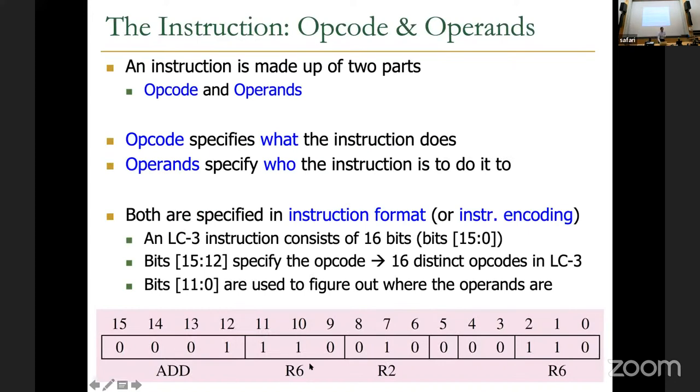So for example, these bits specify register 6, these bits specify register 2, these bits specify register 6. And this instruction is basically add register 2 to register 6 and write the result into register 6. That's what it specifies. That's the command. And we specify the opcode and operands. These bits are unused. Bit 5 has a special meaning, as we will see later.